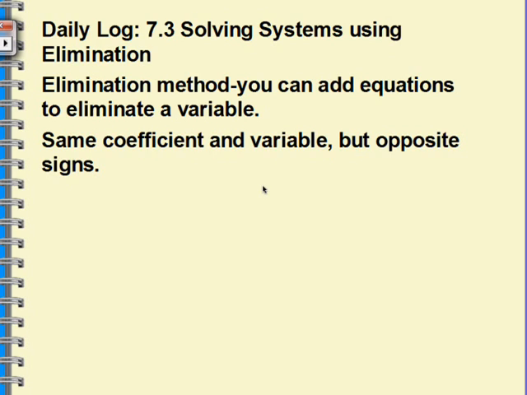In order to do this elimination method, you need the same coefficient and variable, but opposite signs. So if I had a 3x, what would be the same coefficient and variable but opposite sign? Well, that means I would want a negative 3x. That is what we are looking for in order to do this in an elimination method. Alright, let's look at our first example.